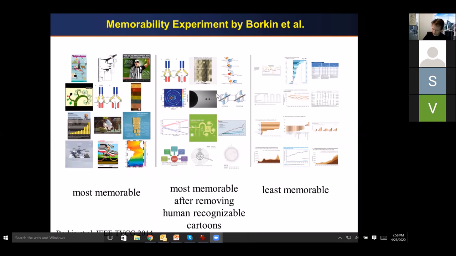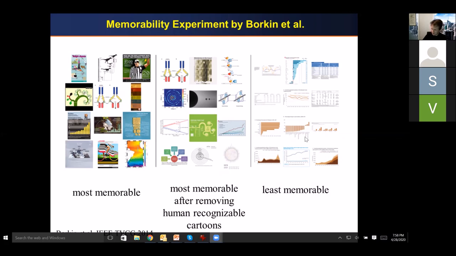And then these ones were also most memorable, but these were all the images where the human recognizable cartoons were removed. So here there was a human recognizable person, there's this bicycle, which is human recognizable, there's this tree, and these dinosaurs are human recognizable. This is the set of images that were also most memorable after removing all the images that had human recognizable objects in them.